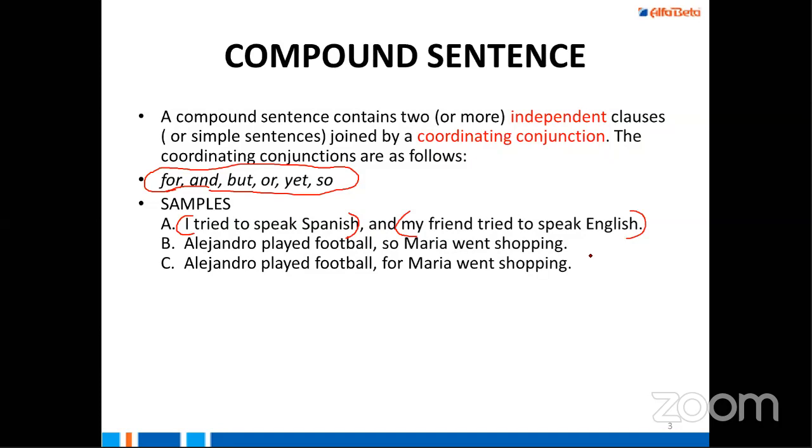Now look at how these different thoughts have been joined by these conjunctions. See how the conjunction has been chosen in accordance with the relationship between the clauses, between the independents. Alejandro played football, so Maria went shopping is a cause and effect. So has been chosen in between.